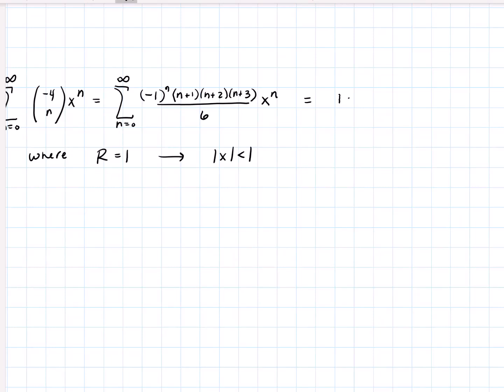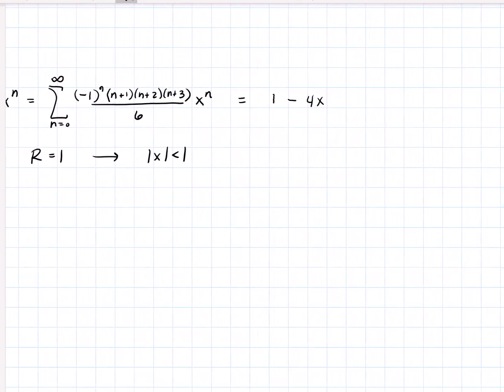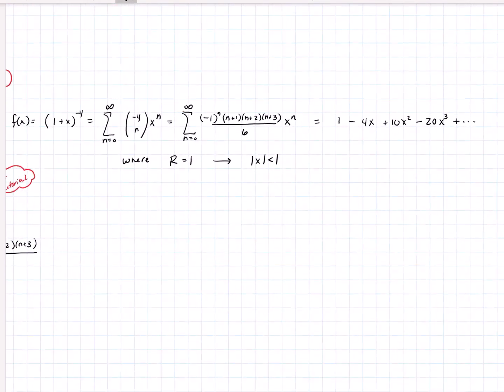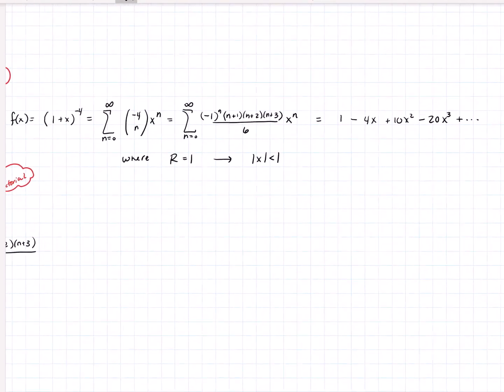times x to the 0, so just 1. And then we're going to have -4x, and you can go through the calculations on these, I did it ahead of time, plus 10x squared minus 20x to the 3rd, and so on and so forth as we expand out this power series. So that's what this power series looks like in its expanded form if we start to write out a couple of terms.